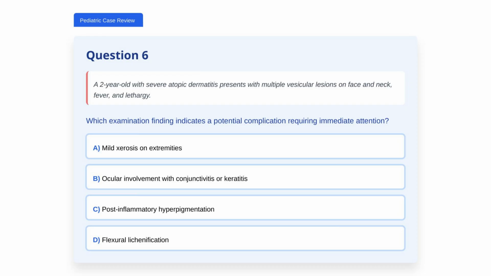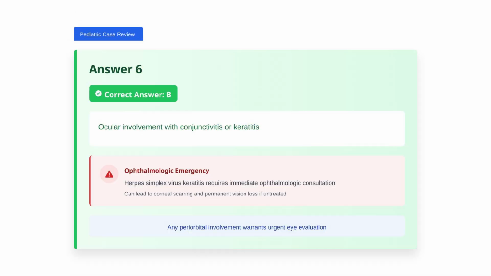A 2-year-old with severe atopic dermatitis presents with multiple vesicular lesions on face and neck, fever, and lethargy. Which examination finding indicates a potential complication requiring immediate attention? Is it mild xerosis on extremities, ocular involvement with conjunctivitis or keratitis, post-inflammatory hyperpigmentation, or flexural lichenification? The correct answer is B.